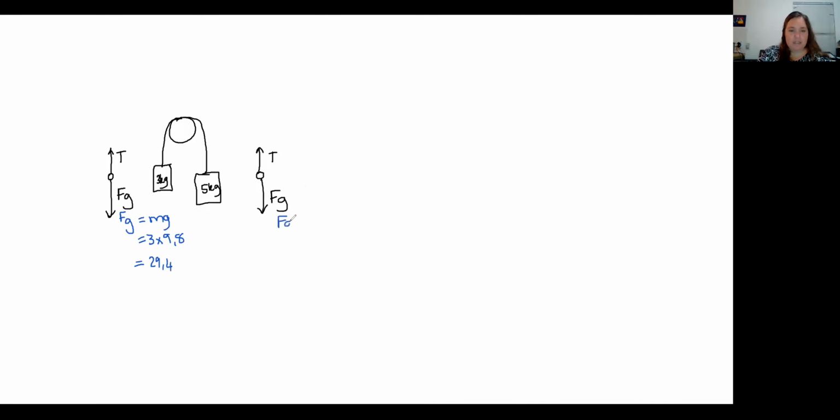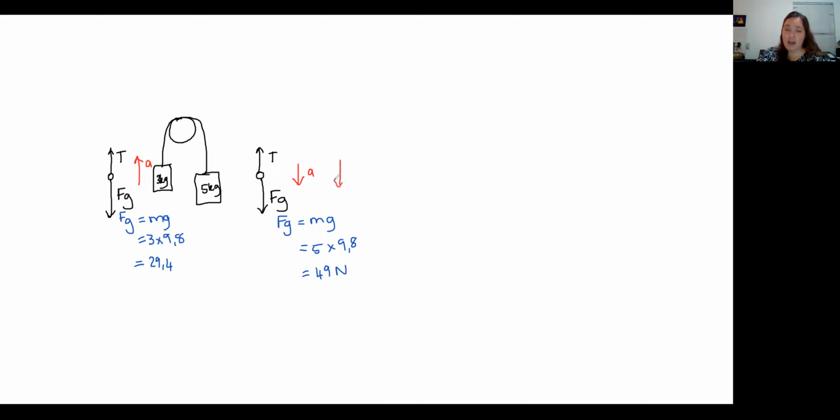Here, my weight is going to be m times g, which is 5 times 9.8, which is 49 newtons. And a lot of people mess up here because they don't pick their directions correctly. If you look at these two, the 5 and the 3, it should be obvious to you that the 5 will accelerate downwards and the 3 will accelerate upwards. You need to follow with that.